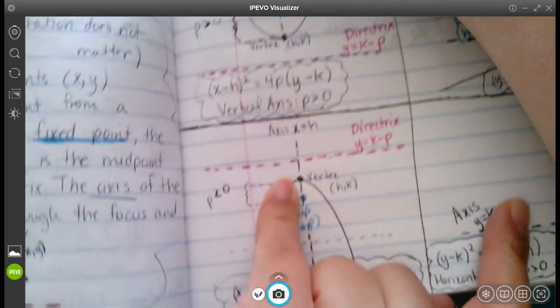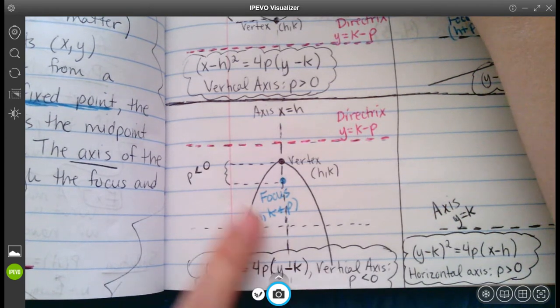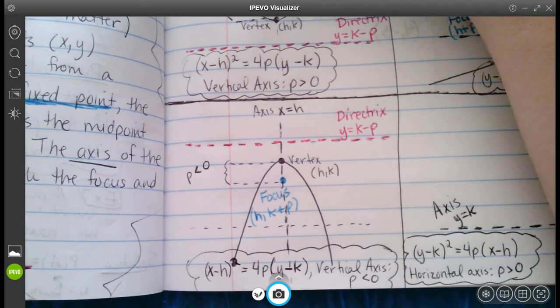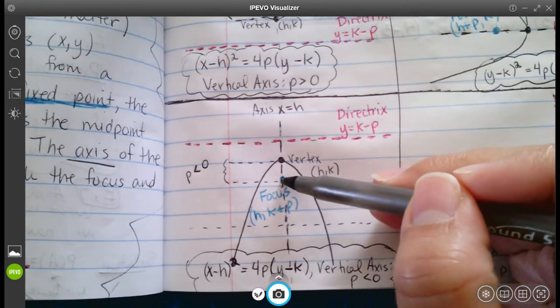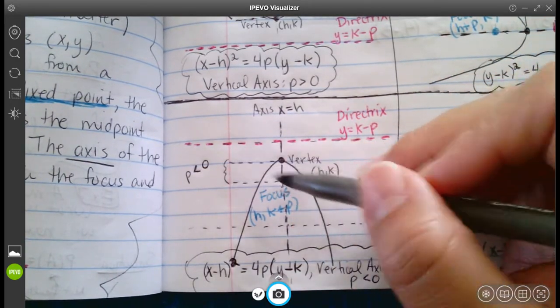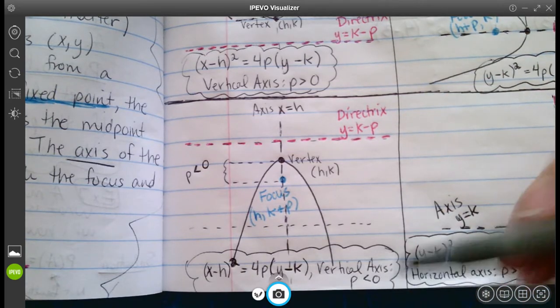If the parabola is going downward, well, then it's similar, but the directrix is now on top because the parabola is facing the other way. In this case, your p would be negative because you're subtracting from the vertex to get to the focus. So p less than 0 would be going down this way. And again, here are the equations that go with that.